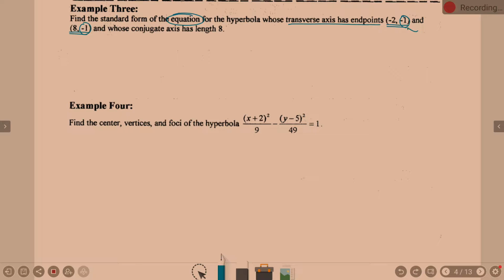So yes, I agree. This is K. What's the official vocabulary word for transverse axis endpoints? What's at the end of the transverse axis? Vertices, yes. If you remember, the ends of the major axis were your vertices. Now it's the ends of the transverse axis. So these endpoints right here, when it talks about the ends of the transverse axis, these are vertices.